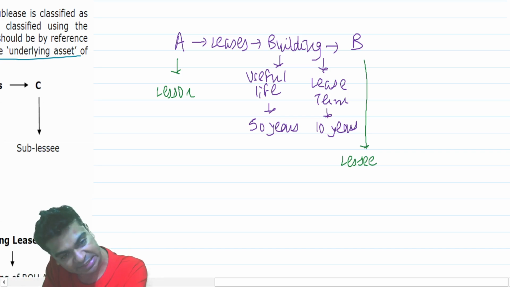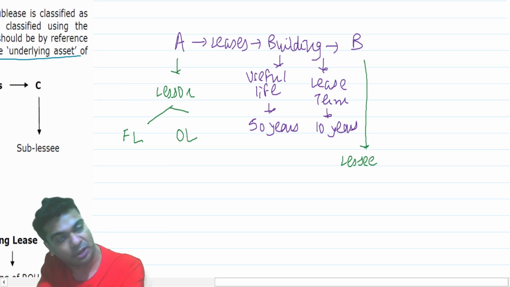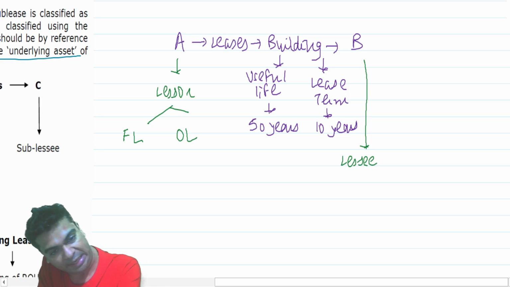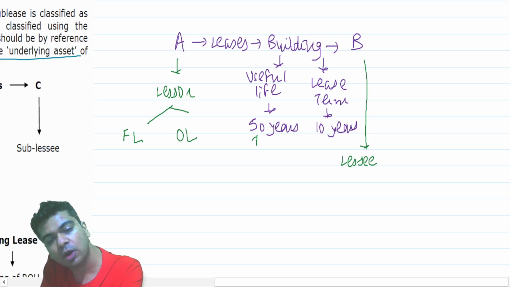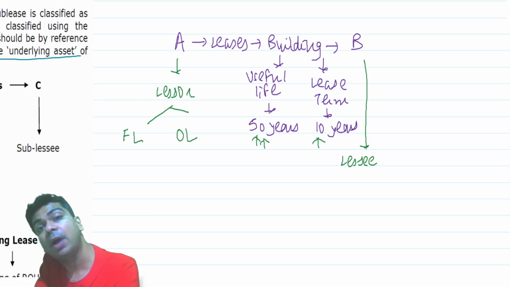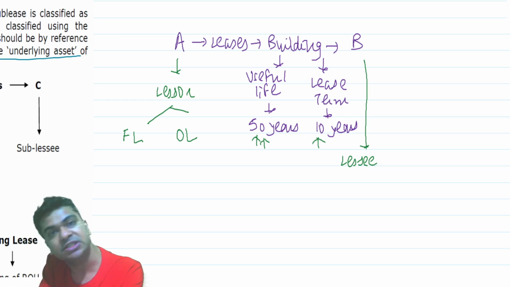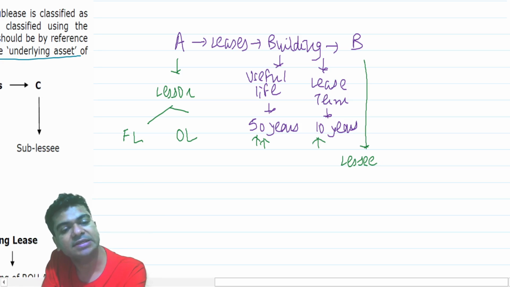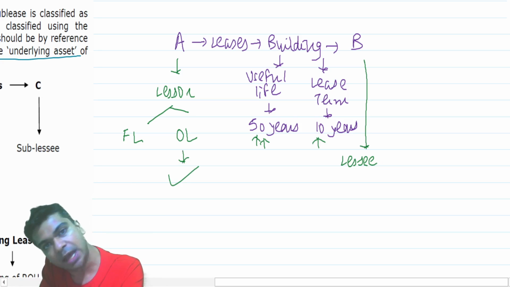Lessor has to decide whether this is a finance lease or an operating lease, because we know in the books of the lessor, we are supposed to decide the classification. This is not there in the books of the lessee. So what the lessor will argue is that, see, the useful economic life is 50 years, but the lease term is only for 10 years. So the lease term is not covering a major part of the useful economic life. In such a situation, we will not classify it as a finance lease. So as far as the lessor is concerned, the lessor will classify this as an operating lease.